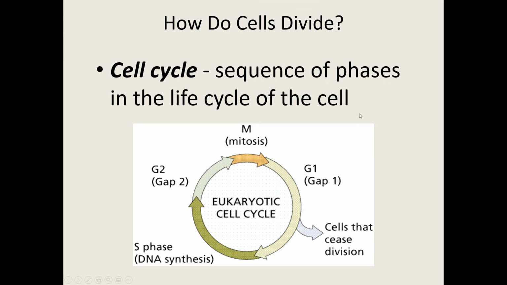So how do cells divide? Well, they go through something called the cell cycle. It's a sequence of phases in the life cycle of a cell, and it's a continuous cycle. As you can see, it can continue going for as long as it needs to, and sometimes cells stop and they go off and they stop dividing. You've got the S phase, which is where you make new sets of DNA. There's a gap where the cell gets ready. There's the actual mitosis part, another gap, and then it starts all over again.